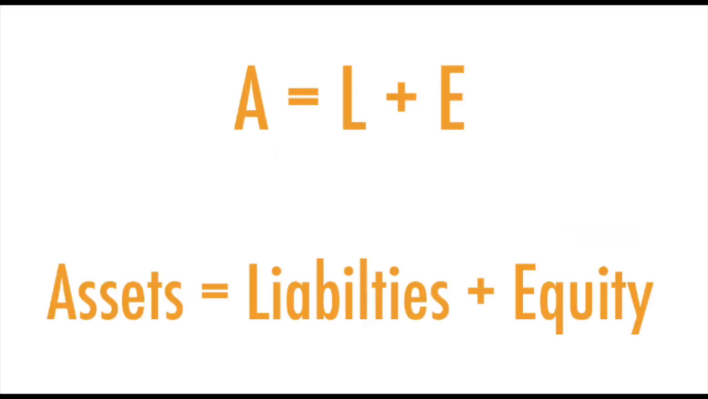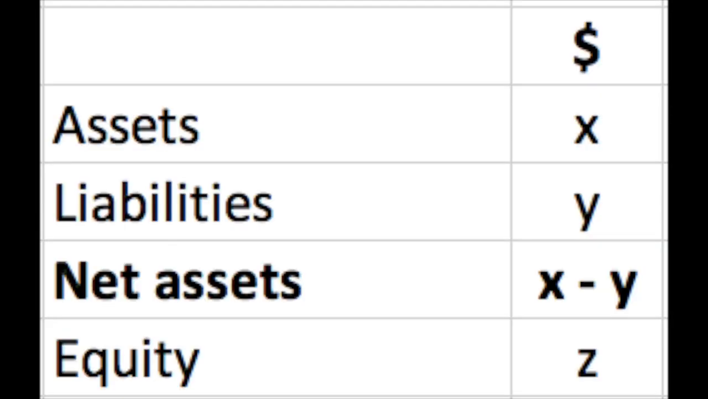For those who don't know, the accounting formula is A equals L plus E, meaning assets equals liabilities add equity, which make up the three sections of the balance sheet. The order of assets, liabilities, and equity can be different. However, it is most common to find them in that order, as seen here.